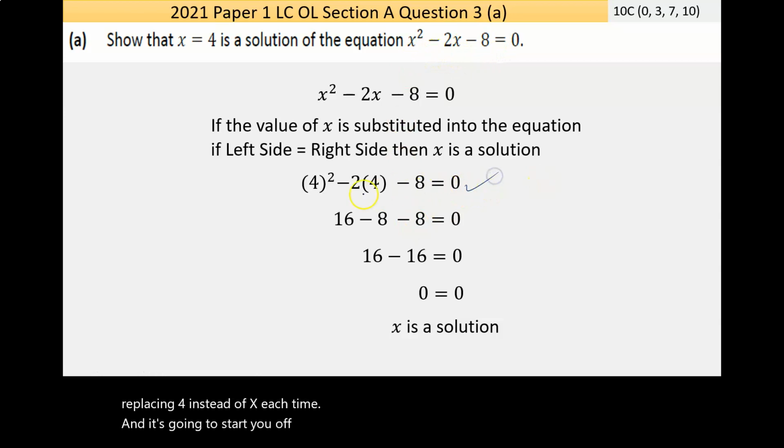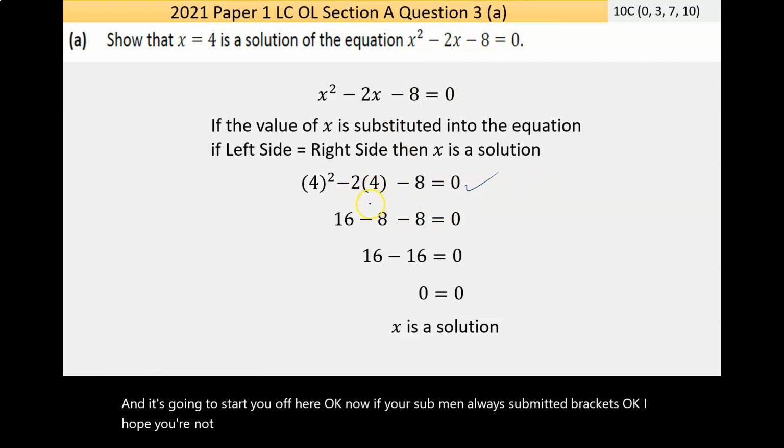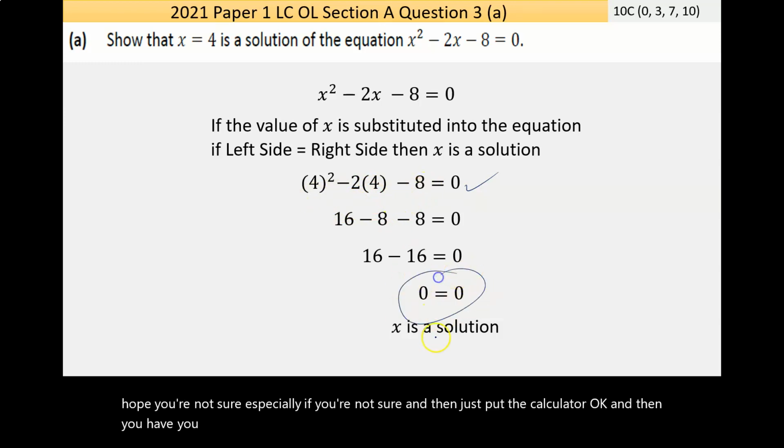Now, if you're subbing something in, always sub in brackets. Especially if you're not sure, and then just put it into the calculator. And then you're basically down here, and you're up on the 10 marks at that stage.